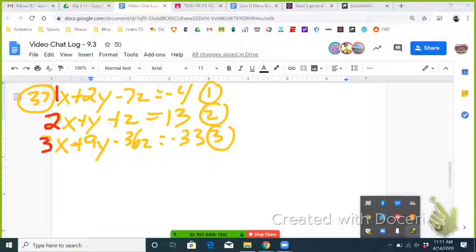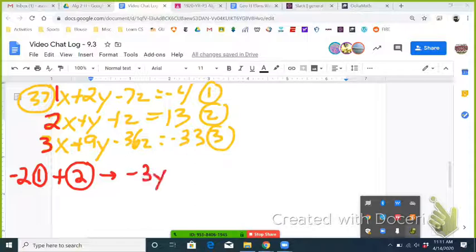Alright, so first I'm going to take negative 2 times the first equation and add it to the second equation. That would eliminate my x's. I would get negative 2x plus 2x. Then if I multiply 2y by negative 2, I get negative 4y, and then plus y gives me a negative 3y.